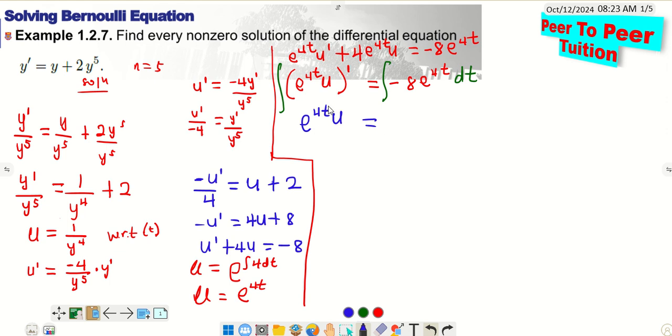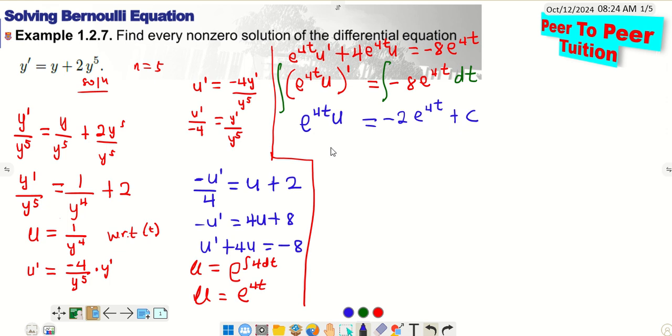So we have e^(4t) u should be equal to, if I integrate this one, I'm going to get negative 8 divided by 4, which will give me negative 2, then e^(4t), plus your constant of integration.